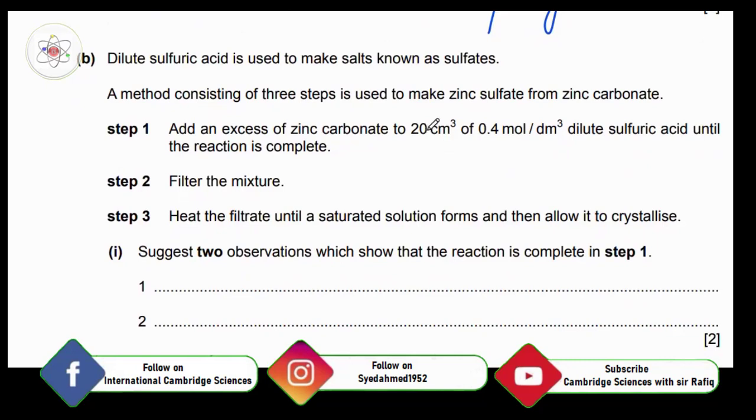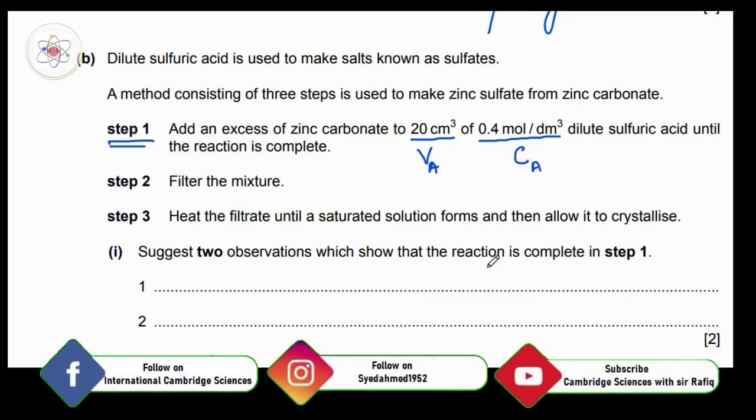Dilute sulfuric acid is used to make salts known as sulfates. A method consisting of 3 steps is used to make zinc sulfate from zinc carbonate. Step 1, add an excess of zinc carbonate to 20 centimeter cube, which is the volume of acid, of 0.4 mole per decimeter cube, that is concentration of acid, until the reaction is complete. Filter the mixture, heat the filtrate until a saturated solution forms, and then allow it to crystallize. So give just 2 observations which show that the reaction is complete in step 1.